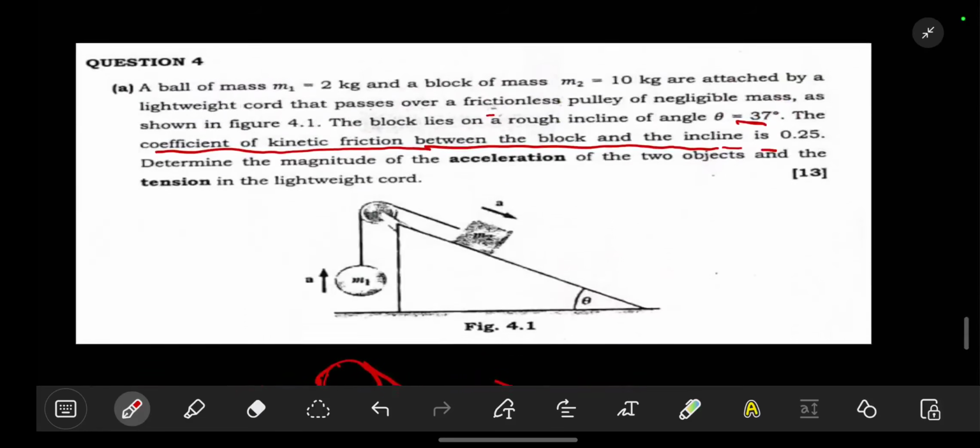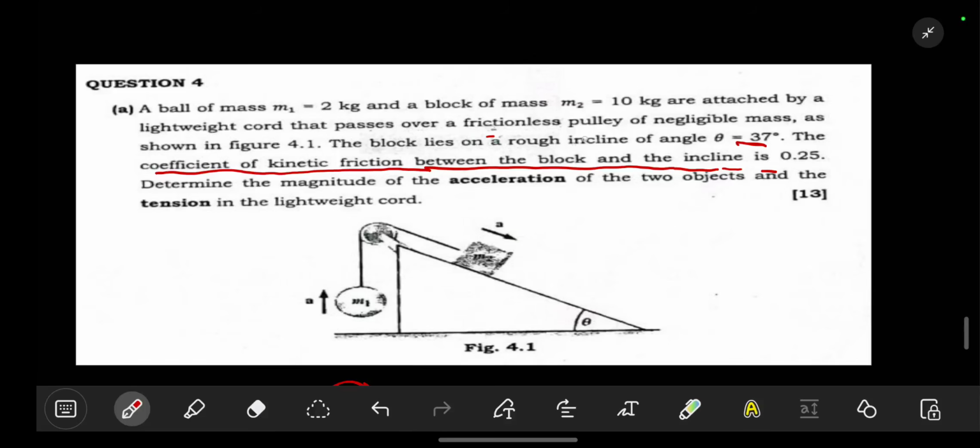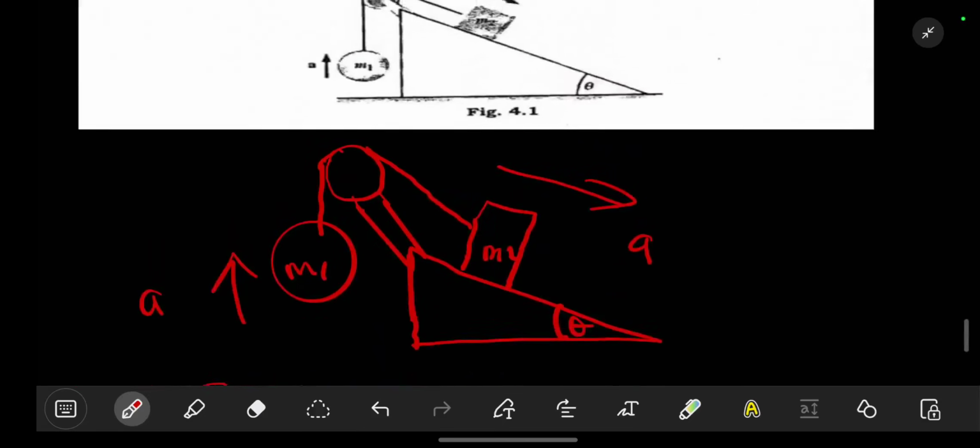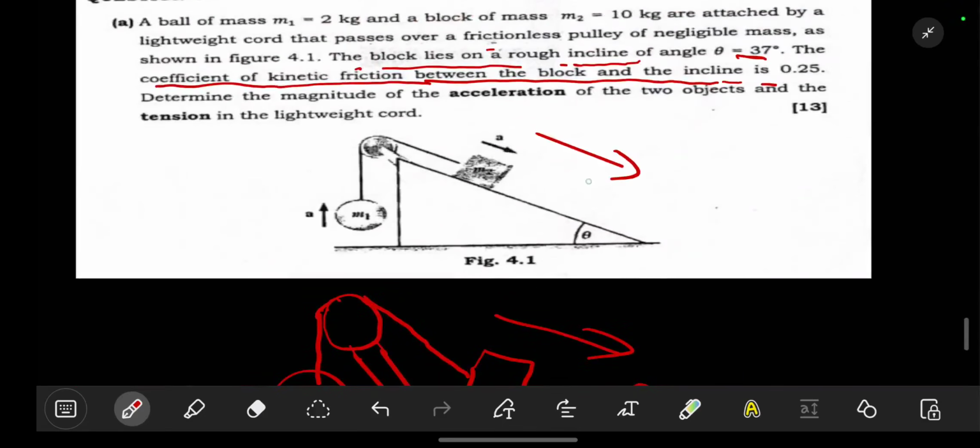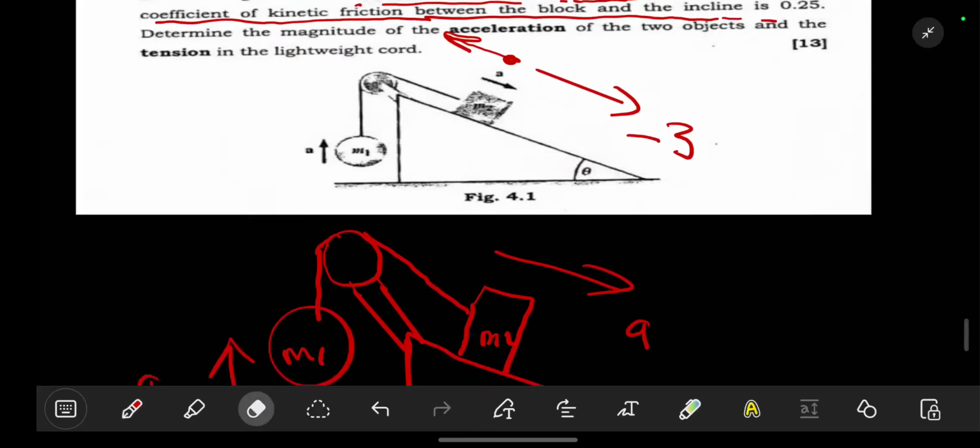Then what have we been told? We have also been told that the block lies on a rough incline. The coefficient of kinetic friction between the block, so there is friction. So if it is going in this direction, that means the friction is a resistive force. It should be opposing the direction, like that. If they haven't given you the direction, you can just assume that it's going like this. If it gives you the acceleration to be negative, let's say -3, it means the actual orientation was in the other direction, which is still okay. All we want is the orientation.